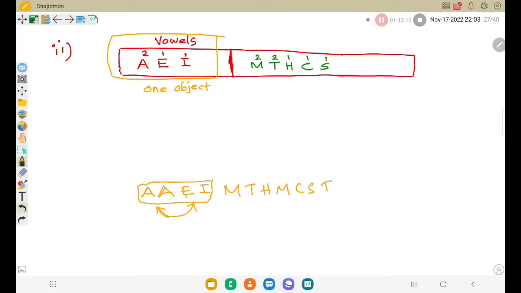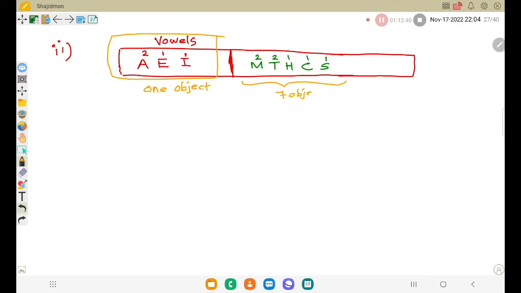E, I you can write first, or E first, or A first, like that. Here also we can arrange. So first, what I am doing now is taking all the vowels as a single object. So this is one object, and here you can see how many objects there are in total. M 2 times, T 2 times, H 1, C 1, S 1. So 2 plus 2 plus 3, that is 7 different objects. So one object plus 7 objects means 8 objects in total, correct?